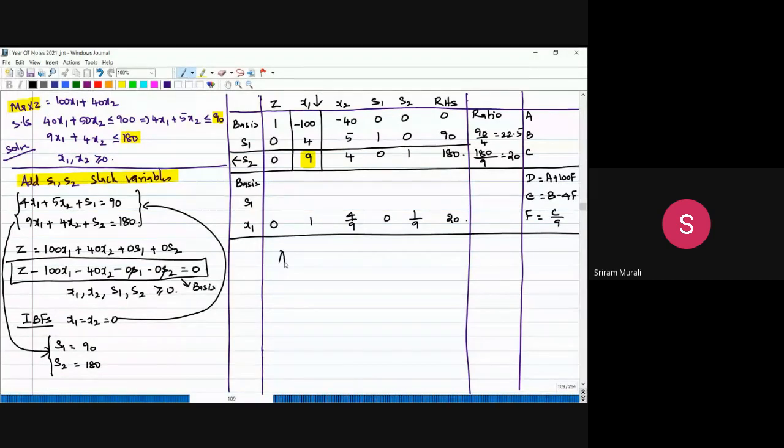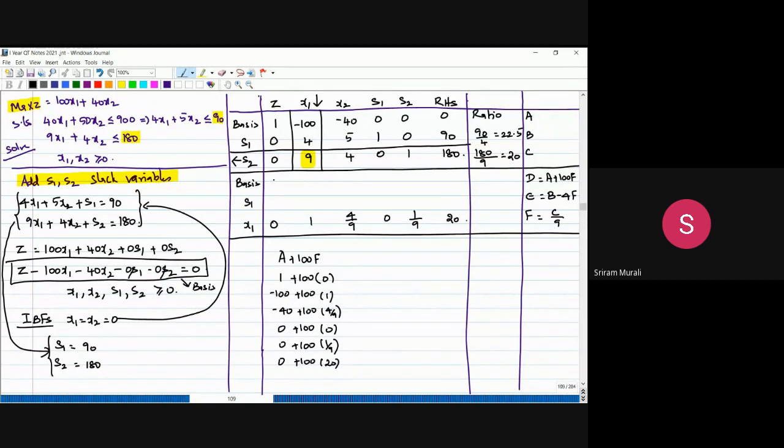Okay, sir. This is A plus 100F. What is A? 1, minus 100, minus 40, 0, 0, 0, plus 100 times F. What is F? F is 0, 1, 4 by 9, 0, 1 by 9, and then 20.